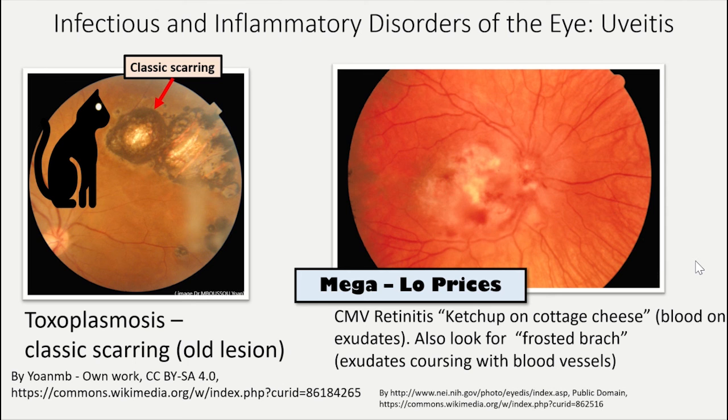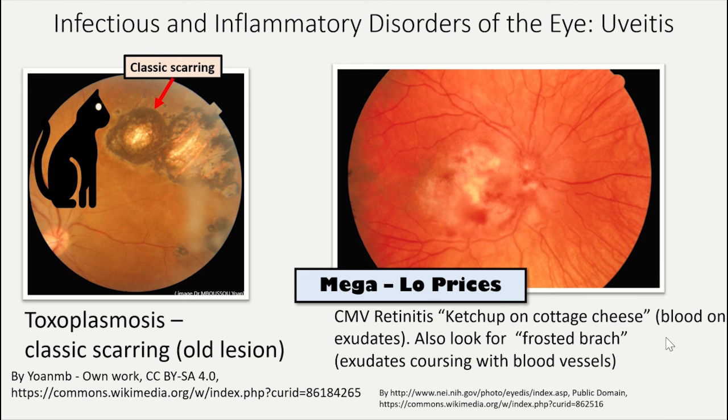So some pictures here. Here's toxoplasmosis, a scar of toxoplasmosis. It is a really characteristic finding. Pathognomonic here. And then these are megaloprices for CMV retinitis. This is a classic ketchup on cottage cheese appearance. It's blood on exudates within the retina, as you can see here.